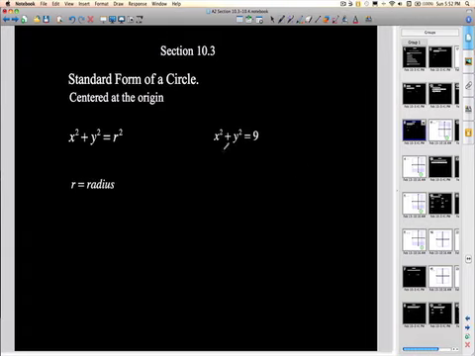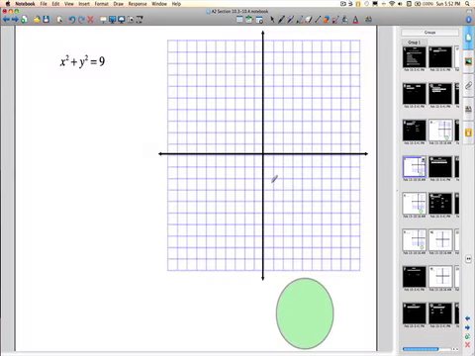So in this case, I know that x squared plus y squared equals r squared. So r squared is equal to 9. R then will be equal to 3. So if I want to graph this, I'm centered at the origin, and I want to move 3 units away from the origin, up and down and right and left, and then I've got my circle.